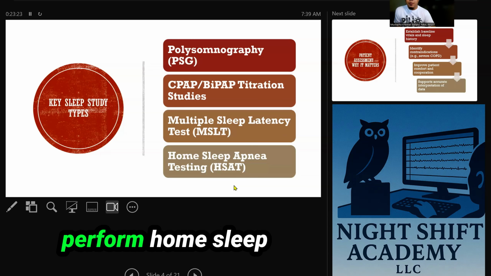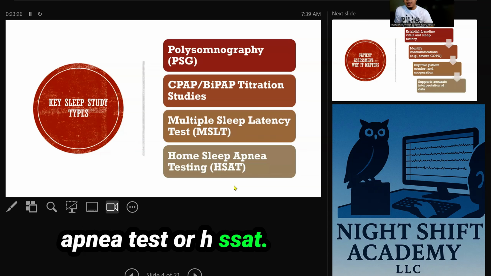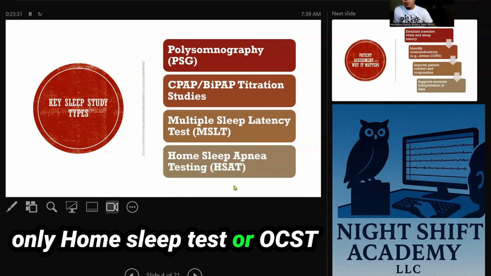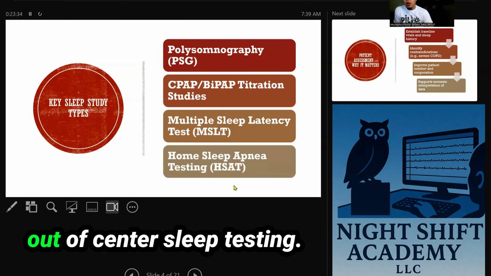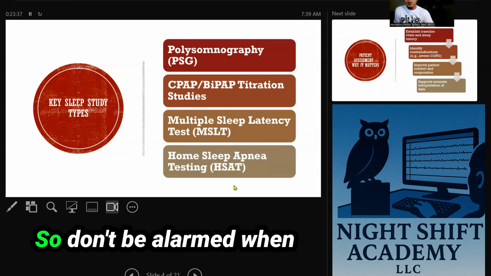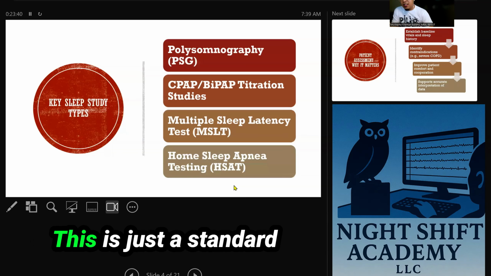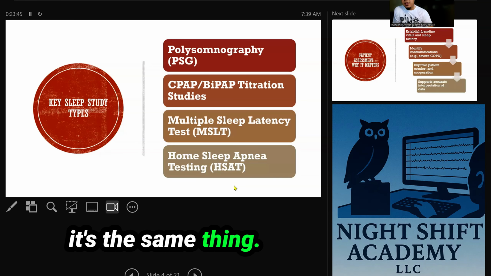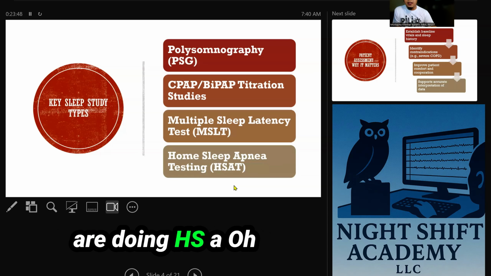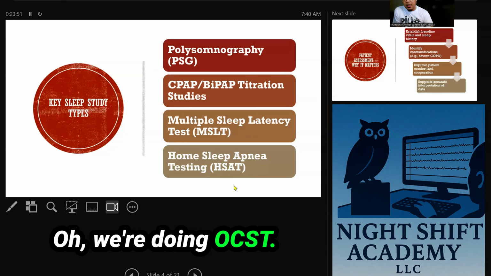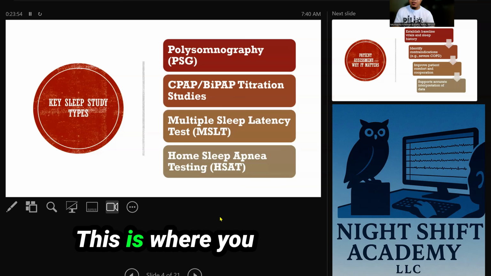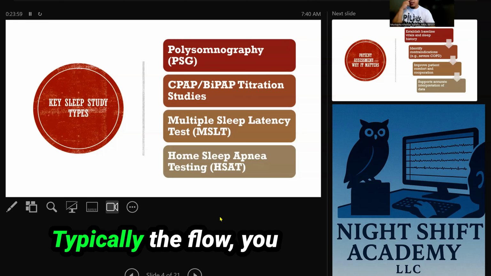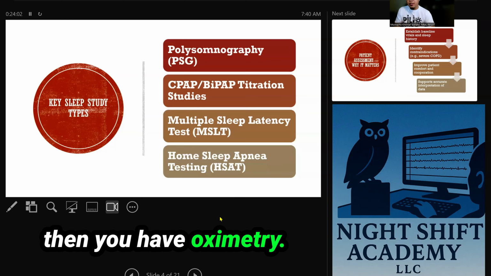And then we also perform home sleep apnea test, or HSAT. This is sometimes called HST only, home sleep test, or OCST, out of center sleep testing. So don't be alarmed when you hear different words. This is just a standard where we use different terminologies, but it's the same thing. You can hear, oh, we're doing HSAT. Oh no, we're doing HST. Oh, we're doing OCST. It's all the same. This is home sleep testing. This is where you have very minimal sensors on the patient, typically the flow, you have the snoring, and then you have oximetry.